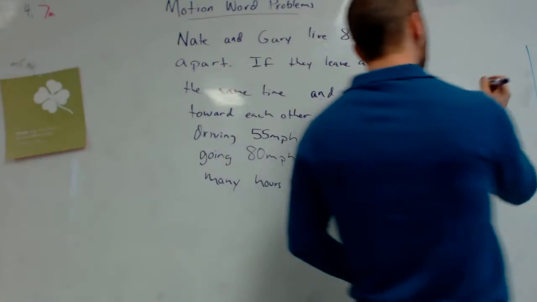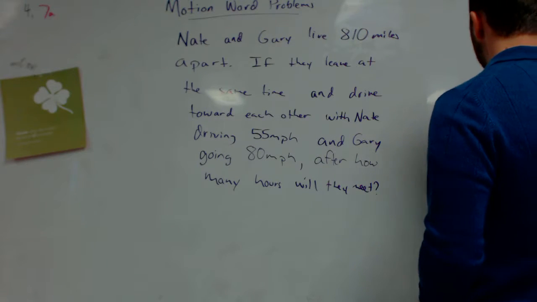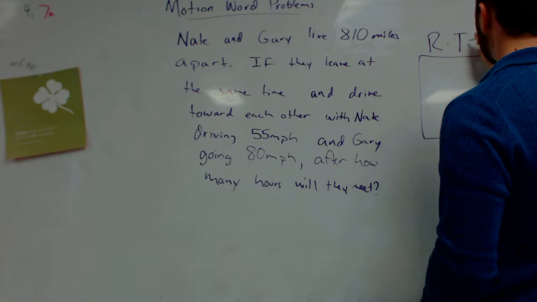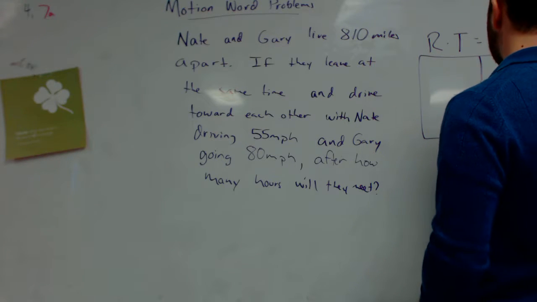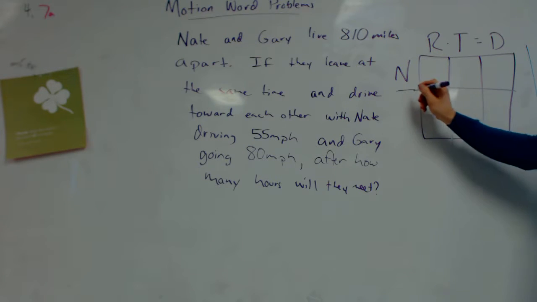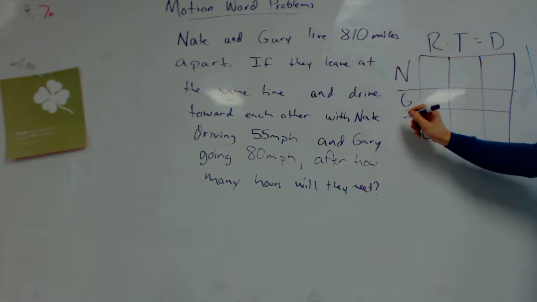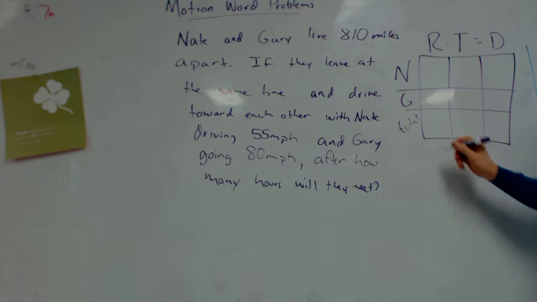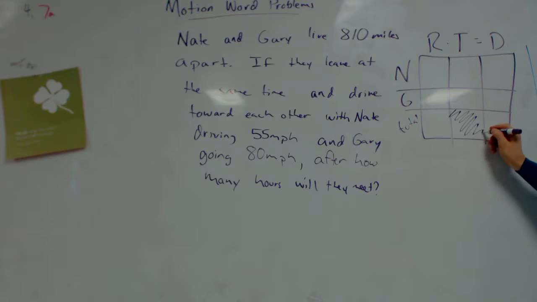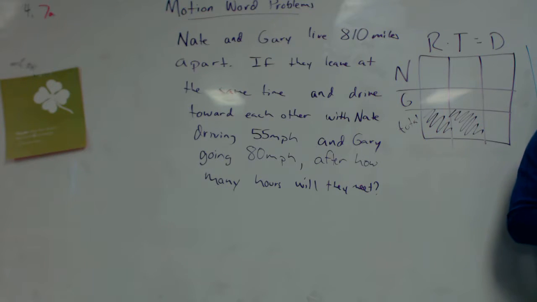I'm going to set up my chart. So rate times time equals distance. Those are my three columns. I'm going to have Nate, I'm going to have Gary, and then I'm going to have a total. We're leaving at the same time, so the total time doesn't really matter. Total rate never really makes sense. And now I can start to fill in this chart.